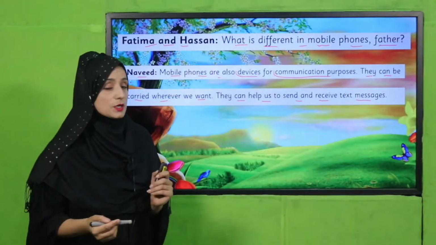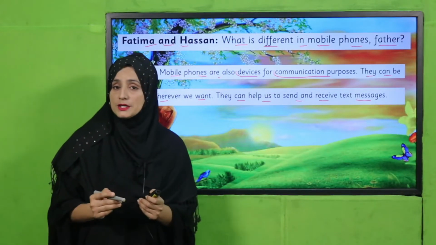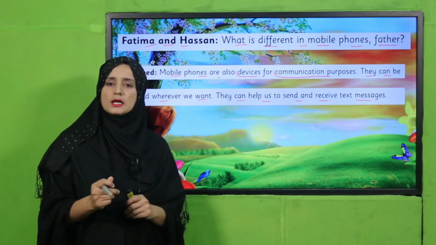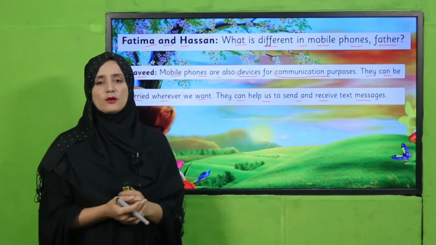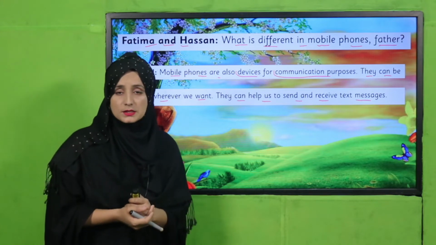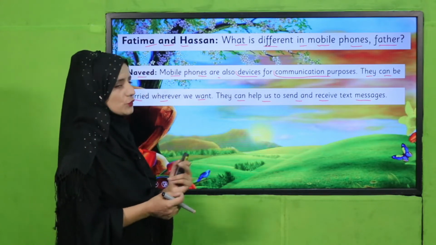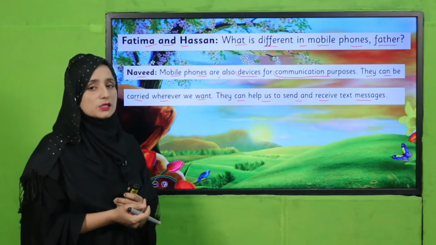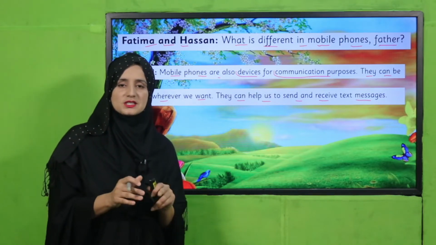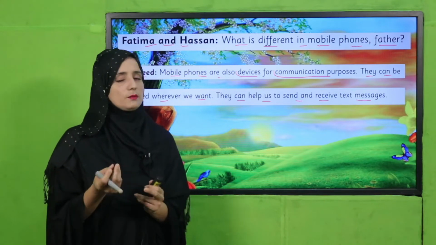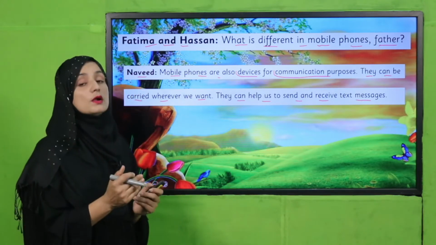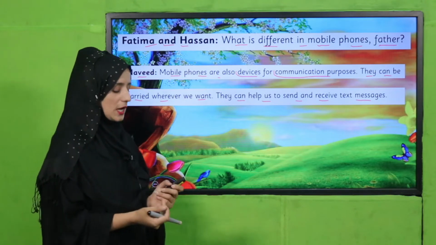Yes, what is the benefit of mobile phone, my dear students? As we know, wherever we are going, we can keep our mobile phone with us. We can contact our beloved ones. So this is the benefit of mobile phone, and a telephone cannot be carried when we are going out. So it can be used just as a domestic device. So this is the difference between mobile phone and telephone.